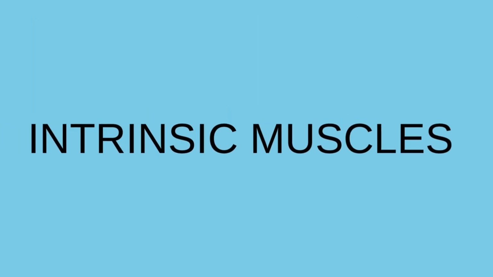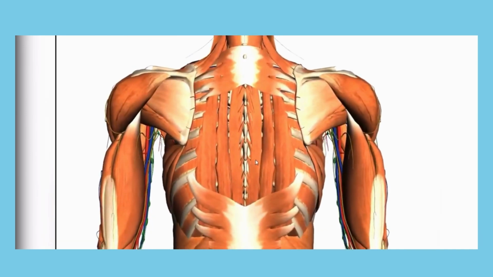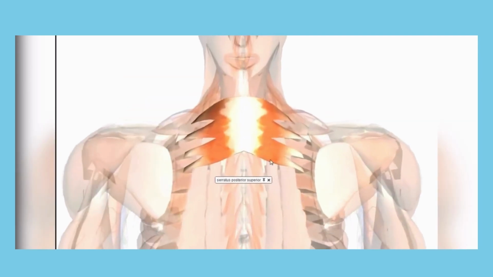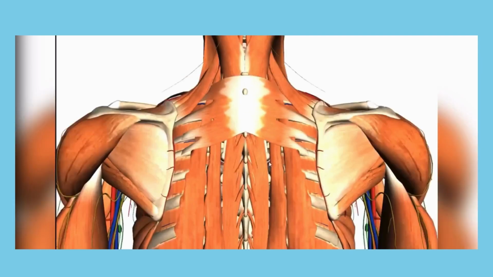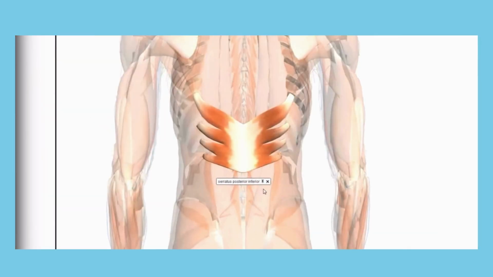Intrinsic muscles. In the intrinsic muscles, first let us see the intermediate muscles. So in intermediate we have to know about two muscles. Those are the serratus posterior superior and the serratus posterior inferior. So this is the serratus posterior superior one, and this is the serratus posterior inferior muscle.